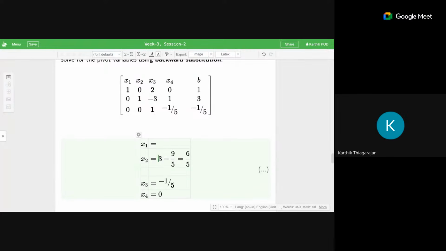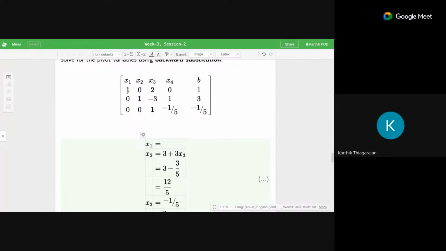I'll break this down into 2 steps. x2 minus 3x3, x4 is anyway 0. So x2 minus 3x3 is 3, right? So x2 is 3 plus 3x3. This is the same as 3 plus 3 into minus 1 by 5. So that's 3 minus 3 by 5, which is what we had earlier, right? 15 minus 3. Is that correct? Sorry, 12 by 5. This is 12 by 5.